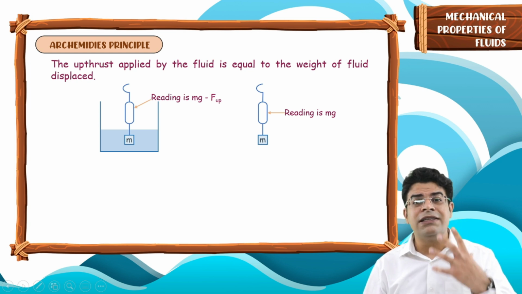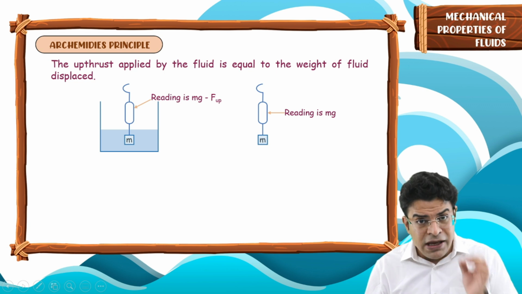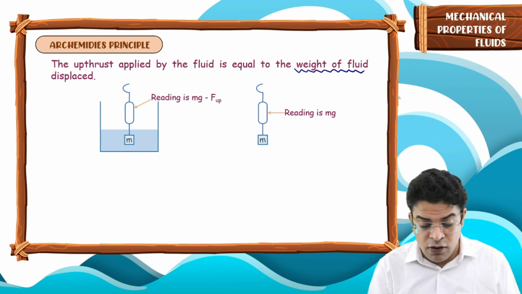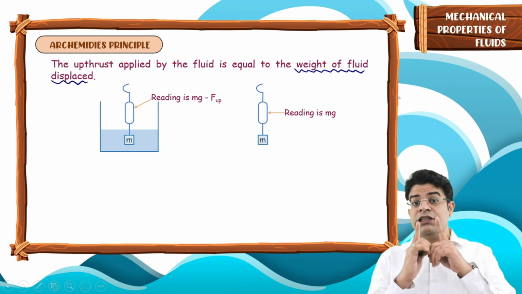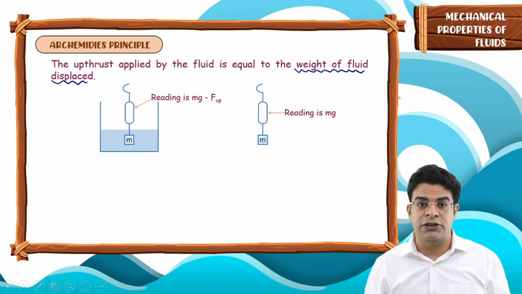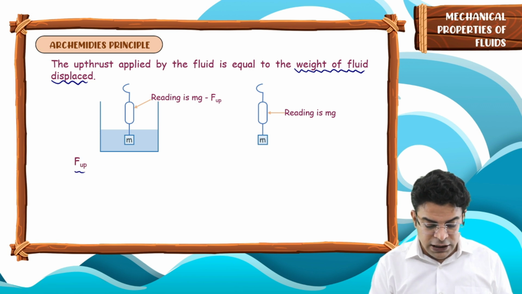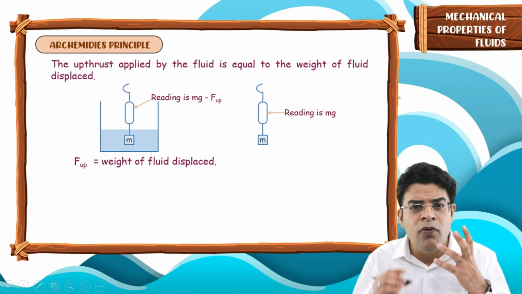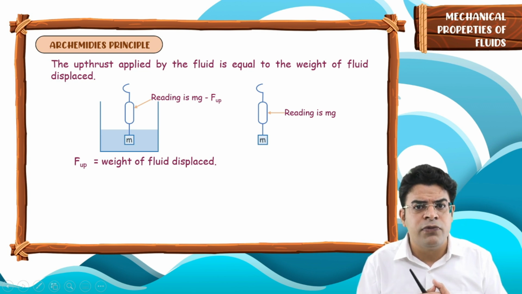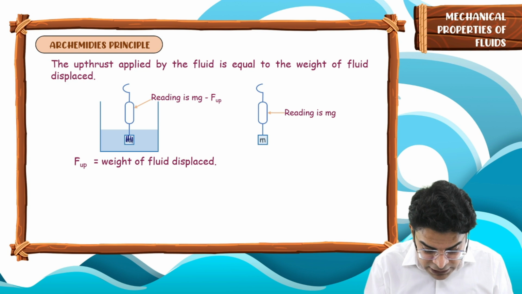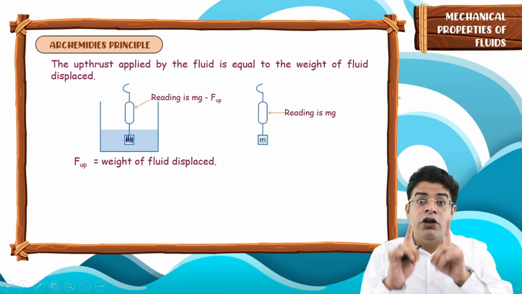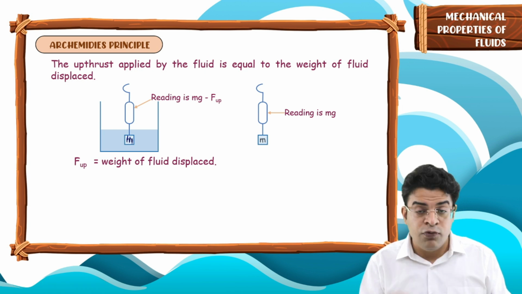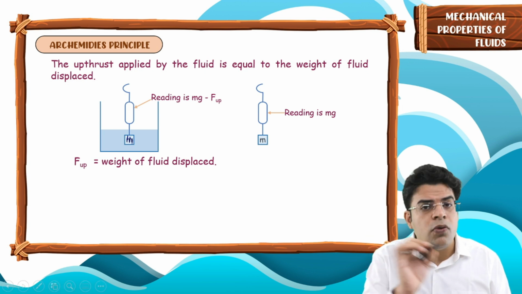So how much is this upward force? From the Archimedes principle, the upward force is equal to the weight of the fluid displaced. So the force of upthrust equals the weight of the fluid displaced. But how to find the weight of the fluid displaced? This mass displaces a fluid of volume equal to its own volume.